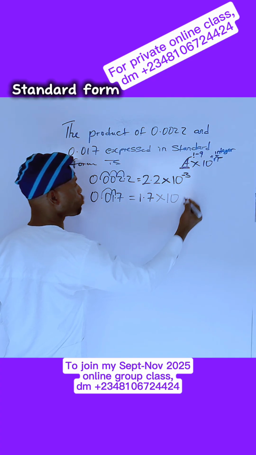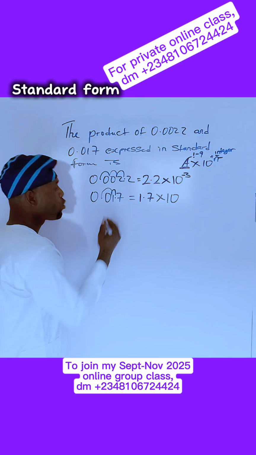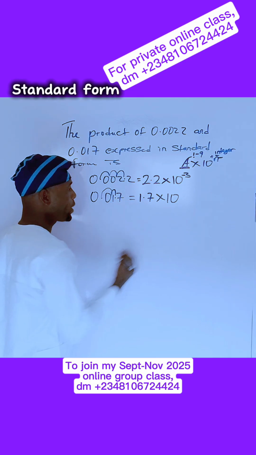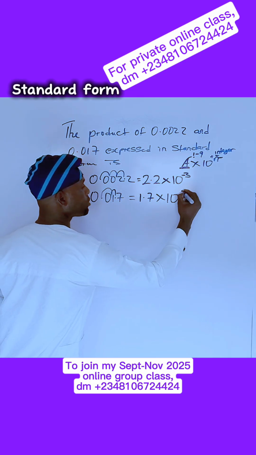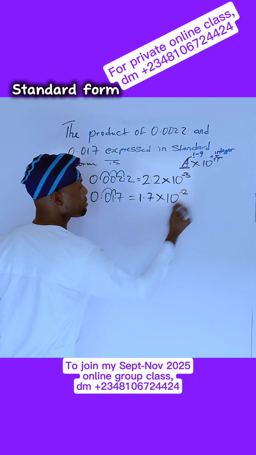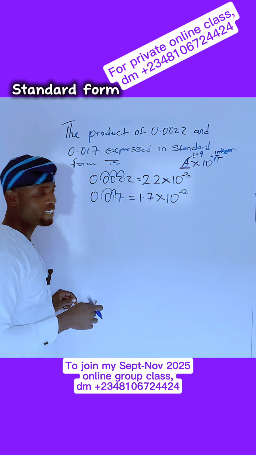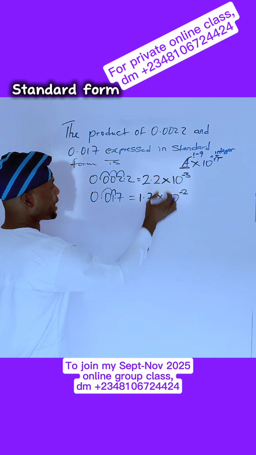Let's go to the second part. Times 10 raised to power n. Our n is the number of times we have moved the decimal point. How many times here? 2 times. Are we just writing 2? No. We'll be writing minus 2. Why? Because the number is less than 1. We are good like this.